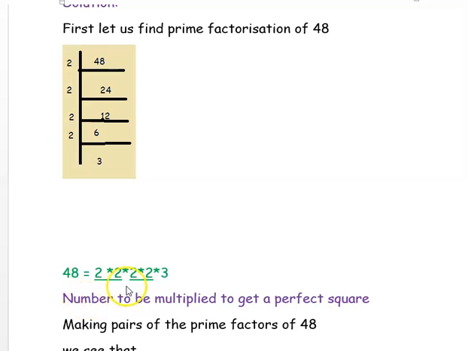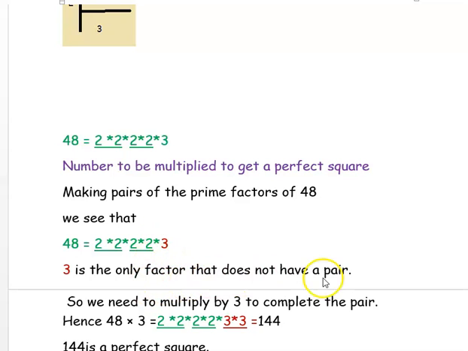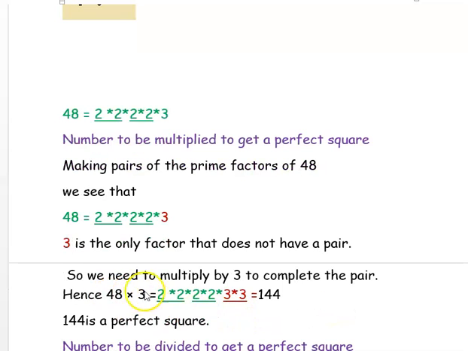So the number to be multiplied to get a perfect square: we want to make a pair for this 3. 3 is the only factor which does not have a pair. So we need to multiply by 3 to complete the pair. So hence 48 times 3, which is nothing but 144. Okay, so 2 times 2, 2 times 2, 3 times 3 we will get. So it's 144. So 144 is a perfect square number.